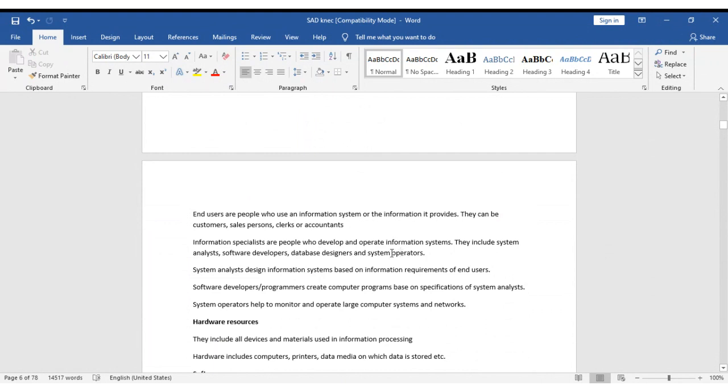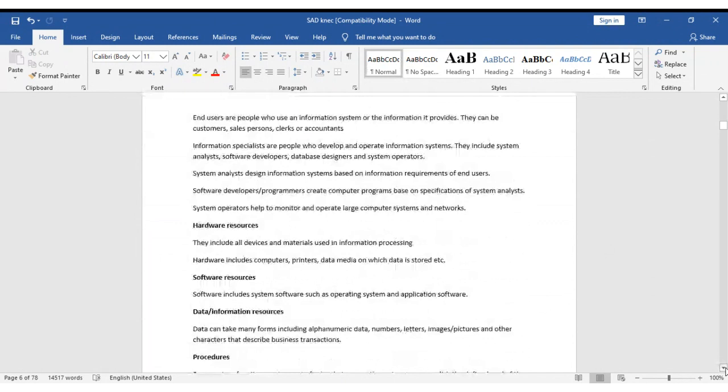We have started with the end users and information system specialists. We looked at system analysts. They design information systems based on information required by the end users. Then we have software developers or programmers. These create computer programs based on the specifications of the system analyst, and system operators help to monitor and operate large computer systems and networks.